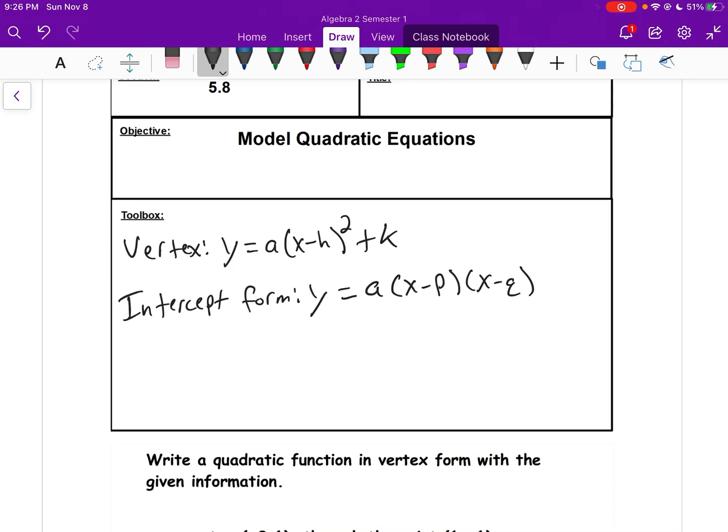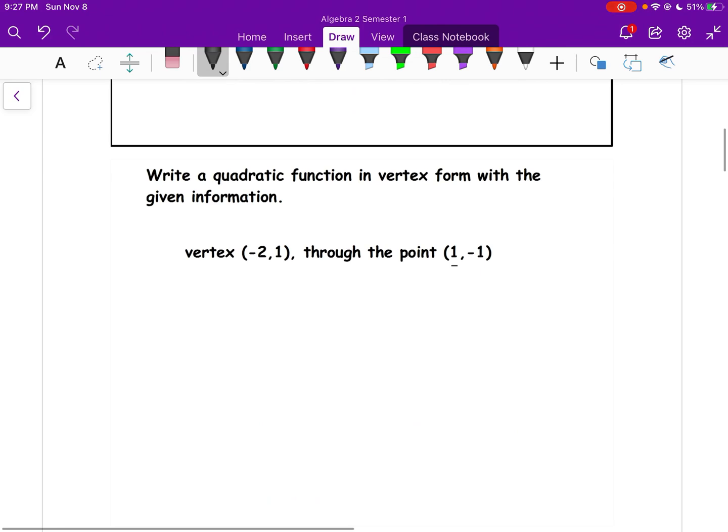Okay, so vertex form, we're going to be getting a vertex and another point. Intercept, you're going to be given two x-intercepts and another point. Now our goal for modeling quadratics is, given that information, come up with the equation. So first one, write a quadratic function in vertex form with the given information. Vertex form again, y is equal to a times x minus h squared plus k.